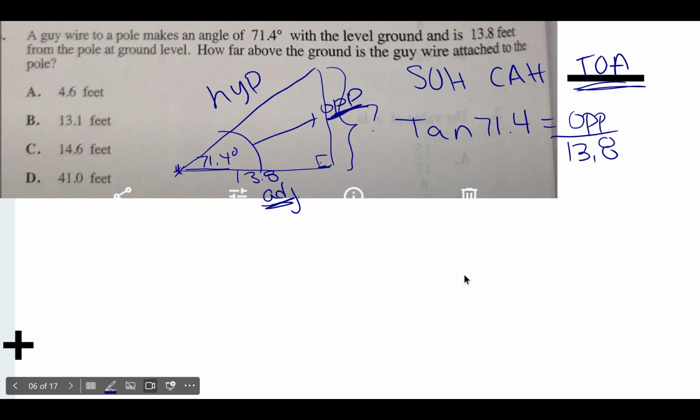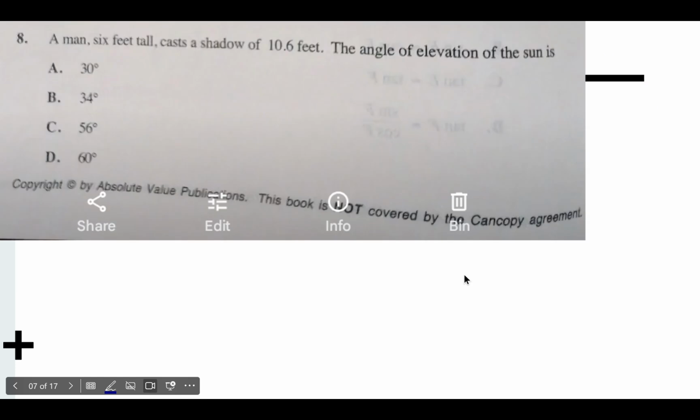Now this is like the previous example, but we're now just solving for it. So to get opposite alone, you want to multiply both sides by 13.8. And then you can put that into your calculator. And when you do that, I believe your answer is going to be 13.1 feet. So plug that in, 13.8 times tan of 71.4, and we should see 13.1. Moving on to the next one. Oh, I think I'm skipping a question, but that's okay. We'll come back to it.